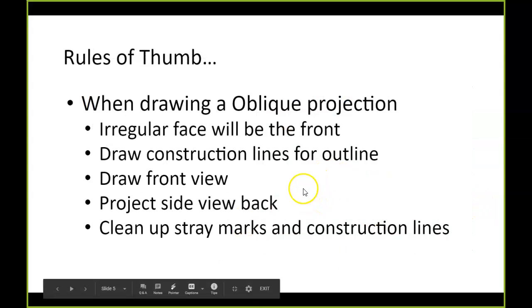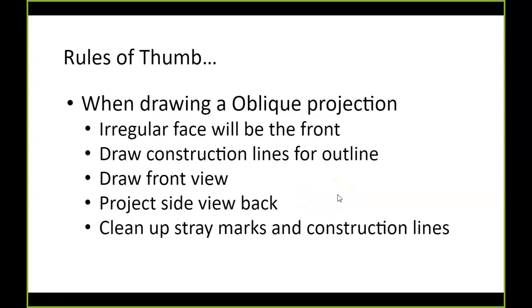So some rules of thumb to follow when going through this process. The first rule of thumb is the irregular face is going to be your front. Make your most complicated face the front. It'll make things easier on you. Pardon me. Draw construction lines for your outline. That's true of all drawings. Draw your front view first. Then you're going to project your sides back. And then you're going to clean up your lines.